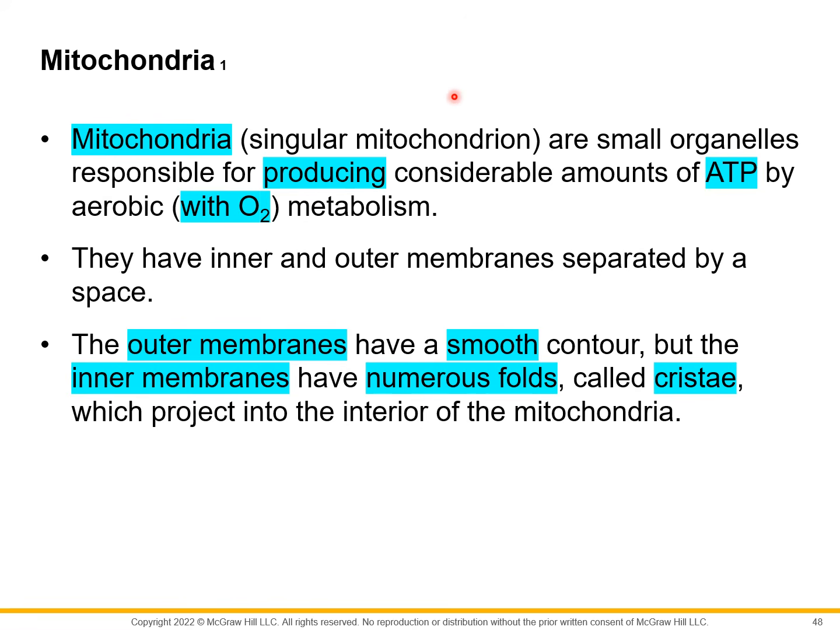Okay, so these are small organelles that are responsible for producing large amounts of ATP by an aerobic metabolism. So pag sinabi natin aerobic, it requires the presence of oxygen. So basically, hindi kaya ng mga mitochondria na mag-create ng ATP without the presence of oxygen, right? So the outer membranes have a smooth structure. Meanwhile, the insides have numerous folds, and these folds are referred to as cristae.